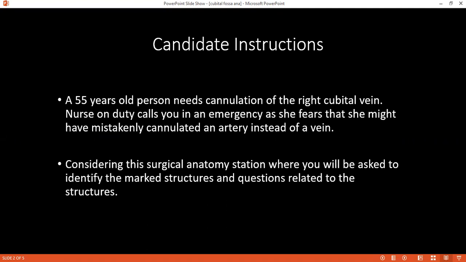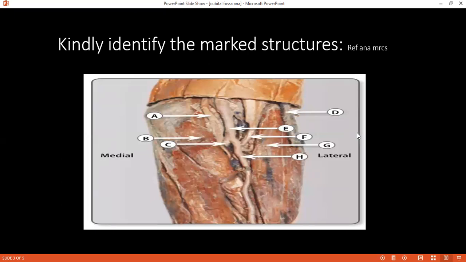Right, so if you have read and understood, considering the surgical and optimization, kindly tell me what is the image you are looking at? Number A is... just tell me the image. Which view of what? Right side or left side? It's a cubital fossa of the right hand. Right side. All right.